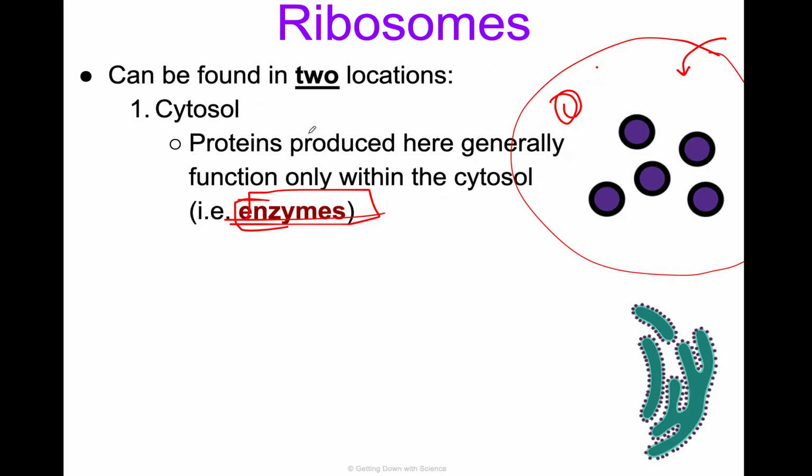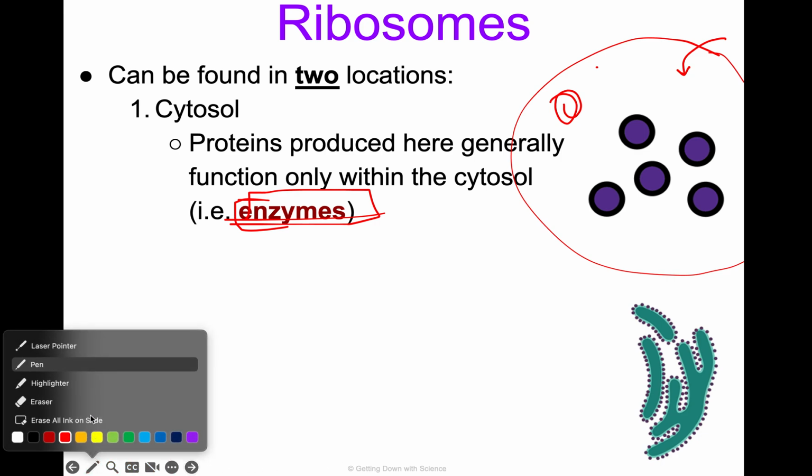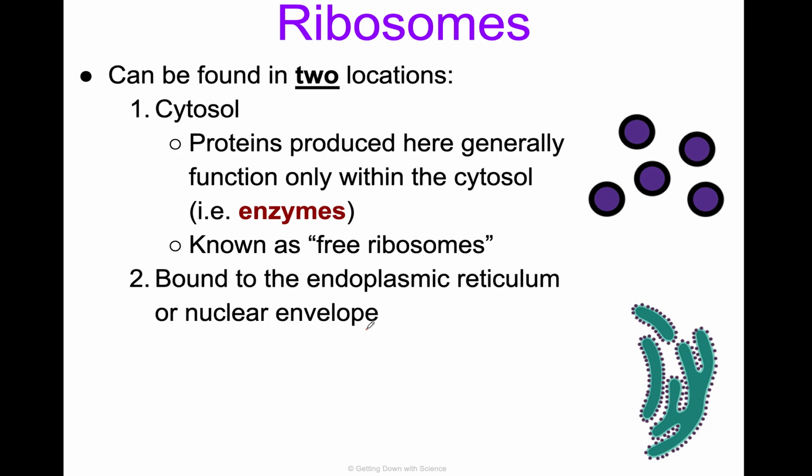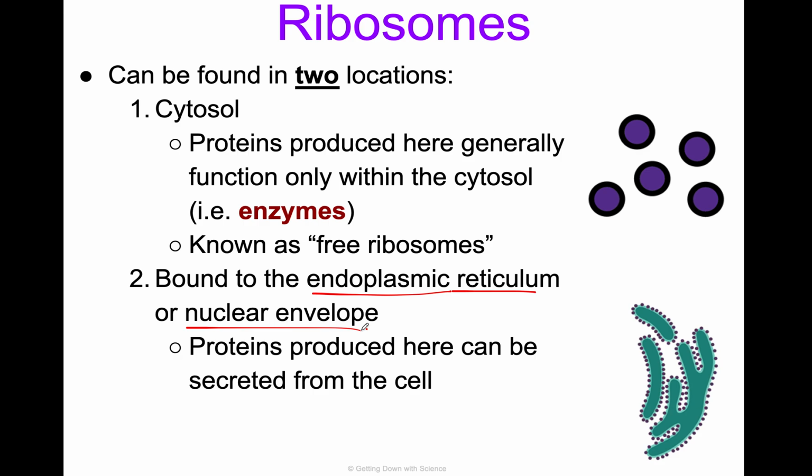But proteins that are hanging out in the cytosol remain in the cytosol. We call them free ribosomes. They're free range ribosomes. Then we have ribosomes bound to the endoplasmic reticulum, the ER, or the nuclear envelope. Proteins that are produced here generally go out of the cell. Produce something, send it out. And they leave via a transport vesicle. It's essentially just a membrane-bound vesicle that takes these proteins and escorts them out of the cell.